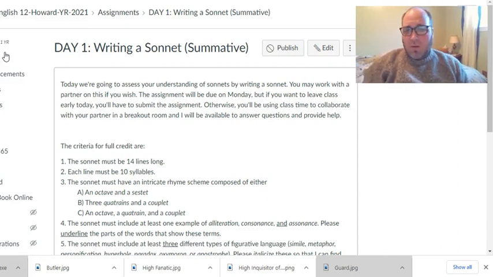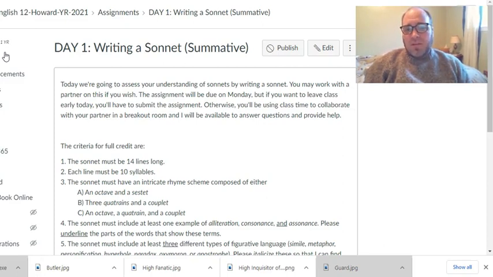You may work with a partner on this if you wish. No, you cannot work in a group of three. I'll head that off at the pass, but you certainly can work with a partner. We're going to have the entire class period today to work on this, and I'm happy to put you in a breakout room with somebody that you want to work with. But you also can do it on your own. I'm not going to say you can't.